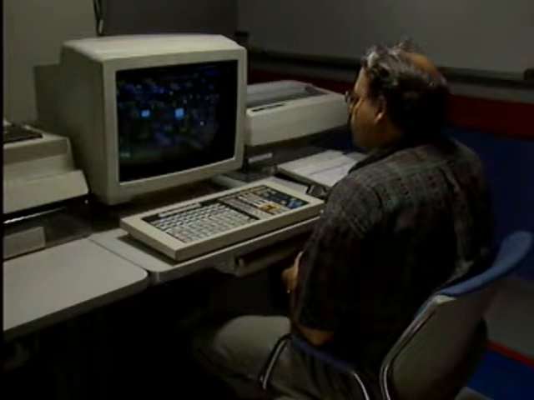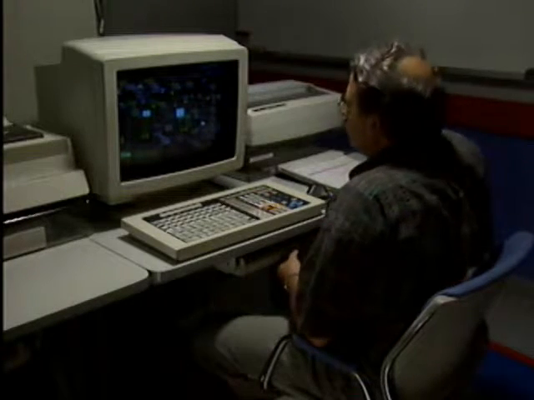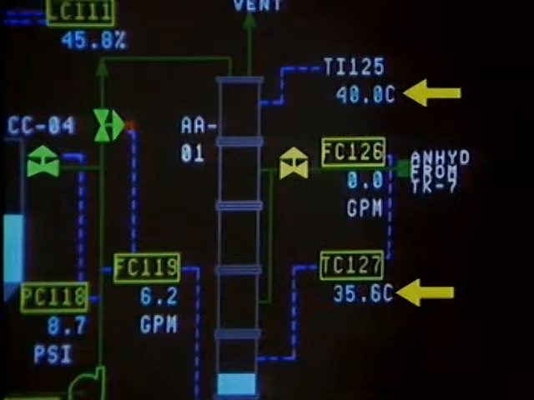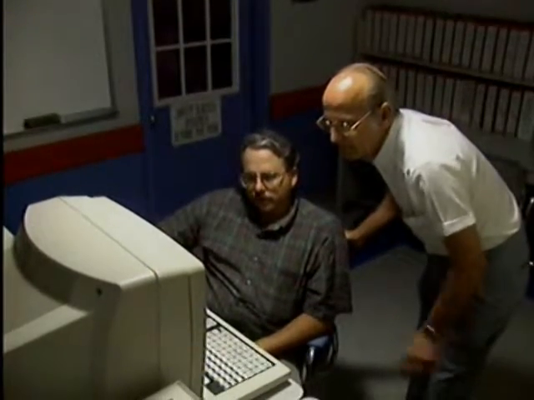After checking the rest of his indicators, the operator again checks the temperature difference in the column. This time, he sees that the difference between the bottom temperature and the top temperature has decreased again. The operator and the supervisor discuss how to troubleshoot the problem.